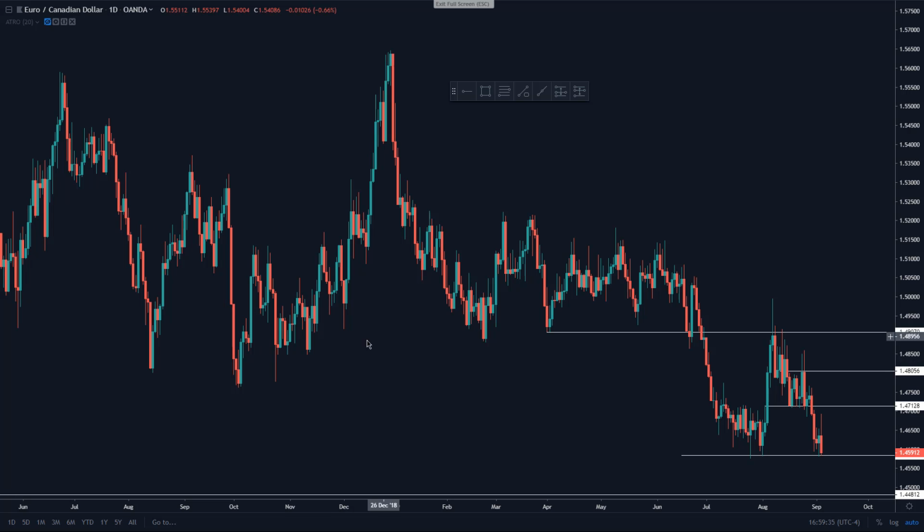We're looking at the EURCAD here on the day, and you can see we had almost had a bounce here and then a nasty reversal, and I'm looking for a breakout actually to the downside here. So let's go to the hourly chart.